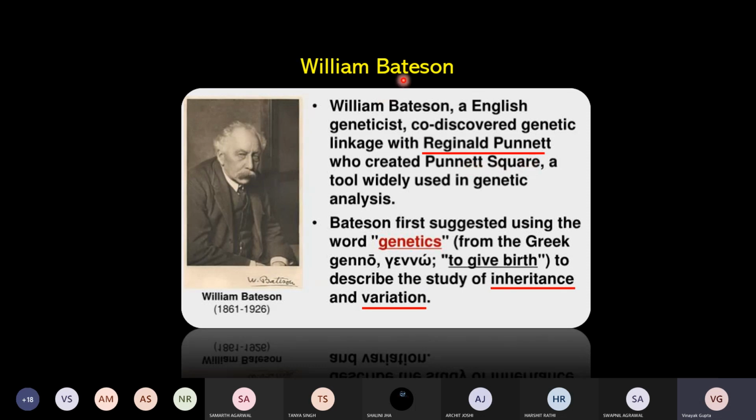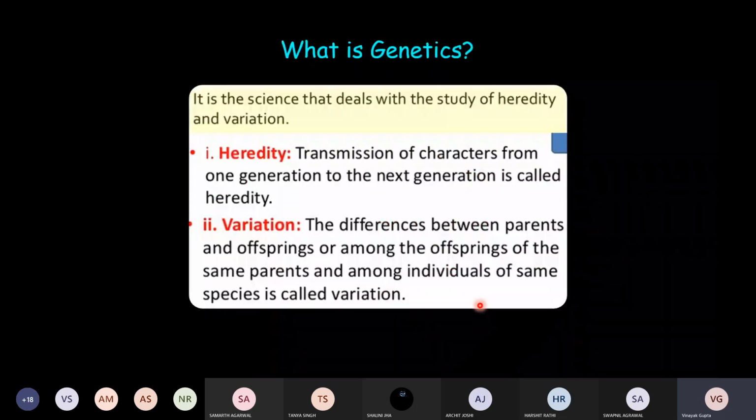So William Bateson was a scientist who was also working in this area, and he coined this word genetics. The idea behind coining this word was that in the Greek language, it means to give birth. Basically, William Bateson described genetics as the study of inheritance and variation. What do you mean by inheritance and variation? Inheritance means transmission of characteristics from one generation to the next generation. That is heredity or inheritance.